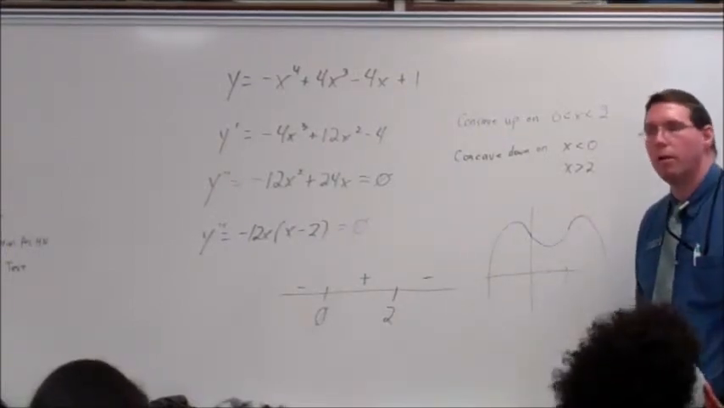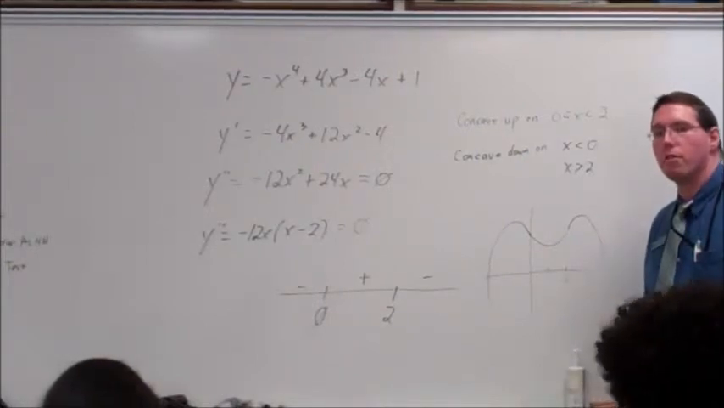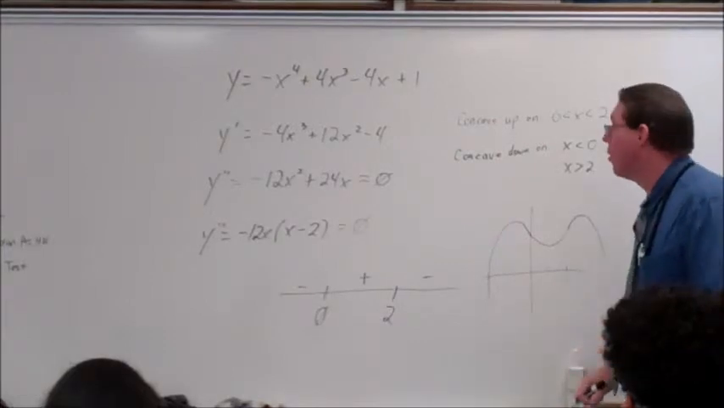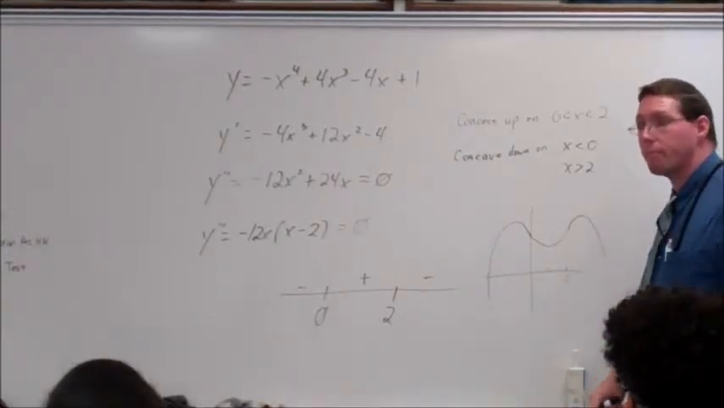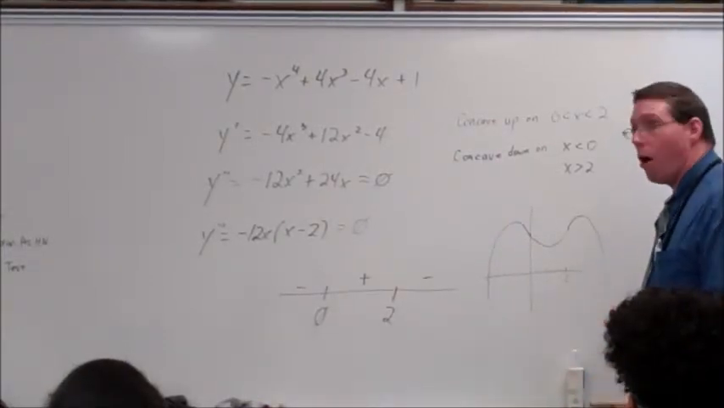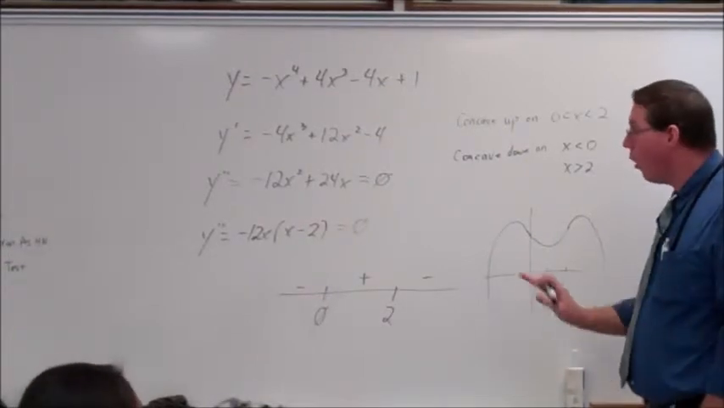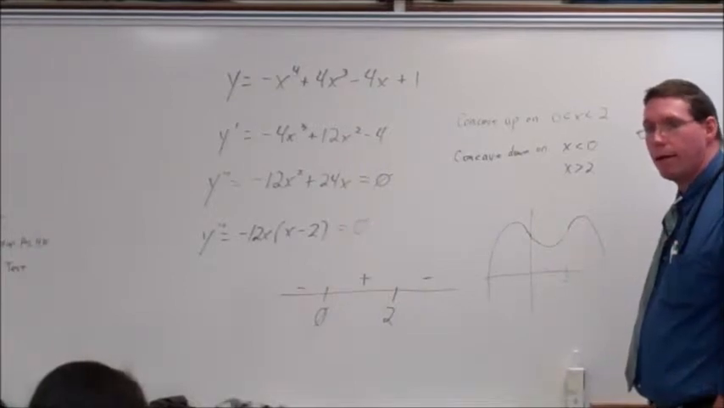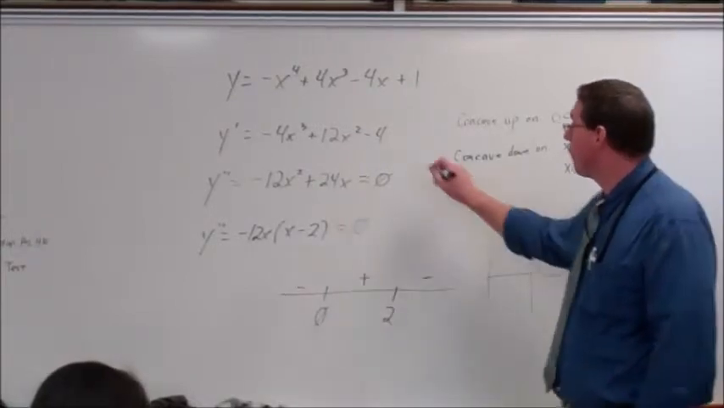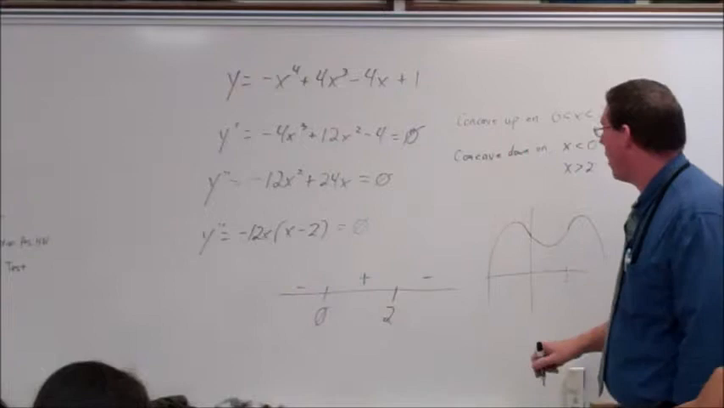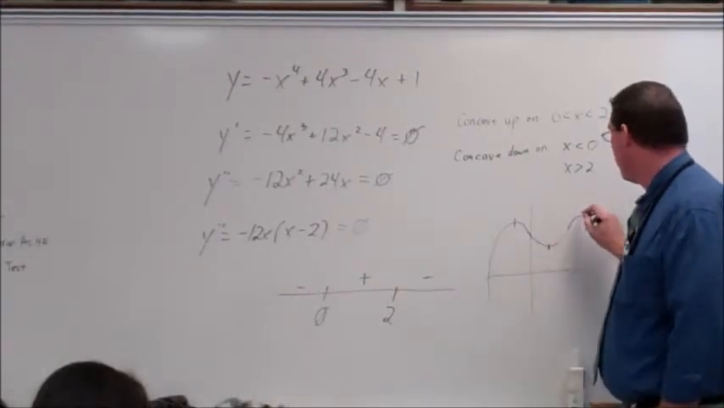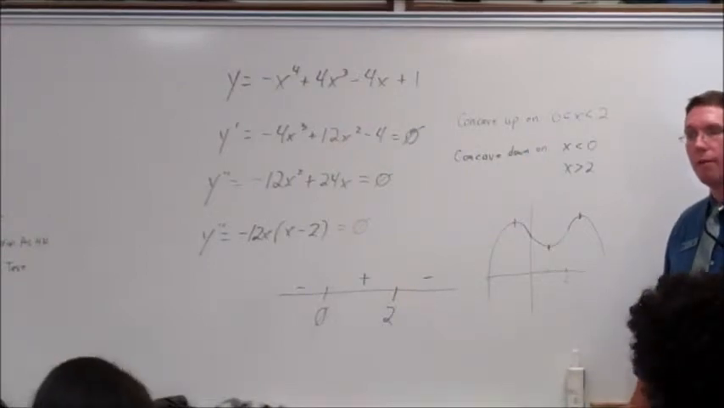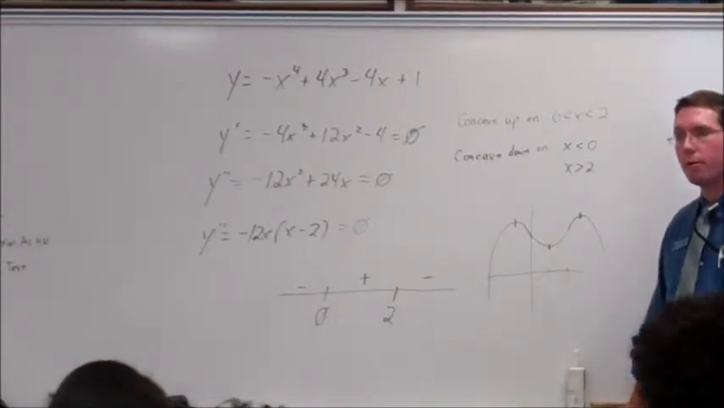Is that unreasonable? Does this look like an x to the 4th graph that has a negative lead coefficient? Yeah. It's probably wrong. But based only on the second derivative, it's not bad. If we set the first derivative equal to 0 and then found out where the maximums and minimums were, then we could make a more precise graph. Does that make sense? Okay.